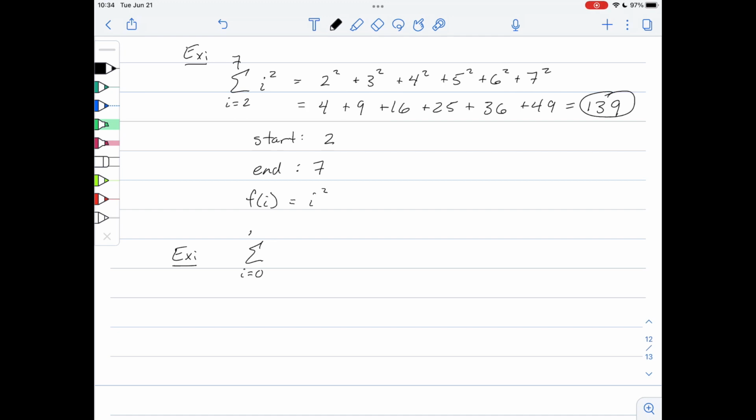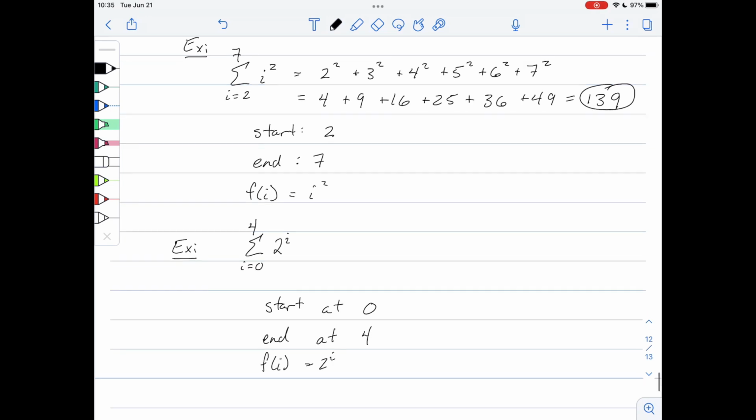So for our next example, let's look at the sum from 0 to 4 of 2 to the i. So for all these problems, we look at our starting point, we look at our ending point, and we think of our function. So as we can see, the bottom is 0, the top is 4, and our function on the inside is just f of x is equal to 2 to the x.